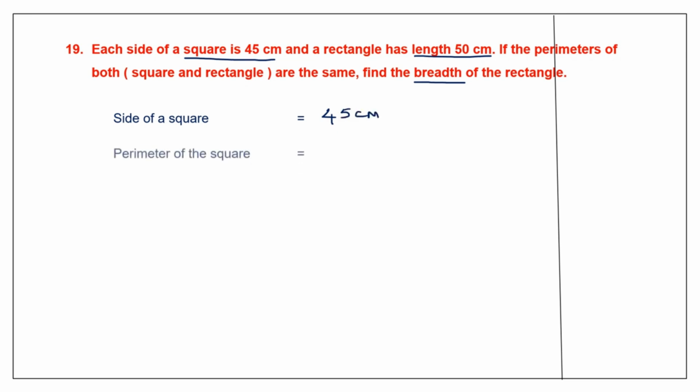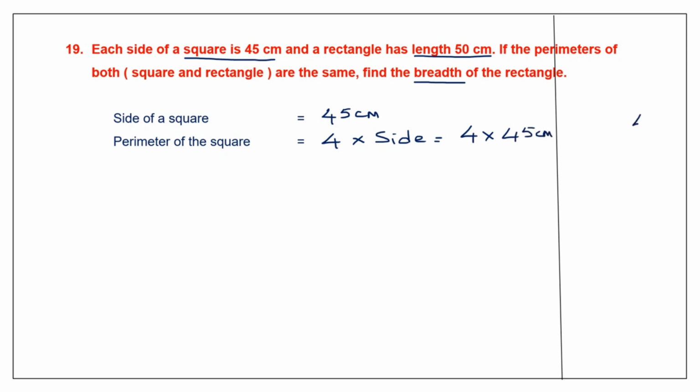Now the perimeter of the square, the formula is 4 into side, which is 4 into 45 centimeters. So let's multiply 45 into 4. 4 fives are 20, carry 2. 4 fours are 16, 17, 18. So the perimeter of the square is 180 centimeters. And the question says that the perimeters of both the square and the rectangle are the same.